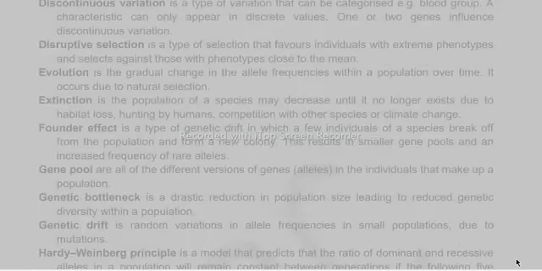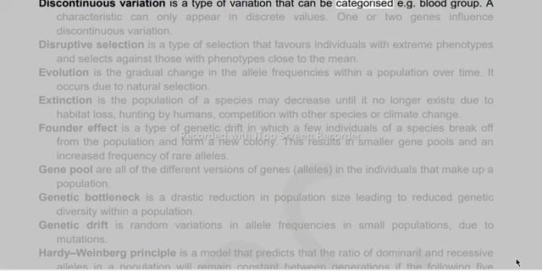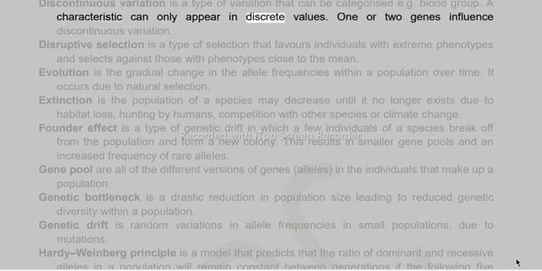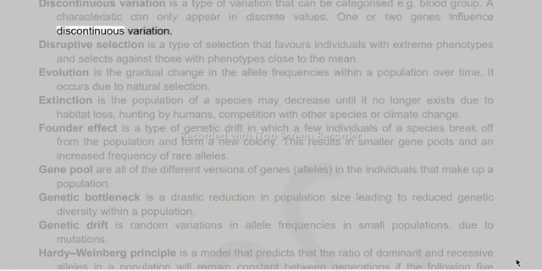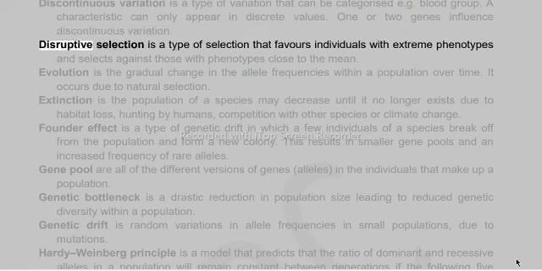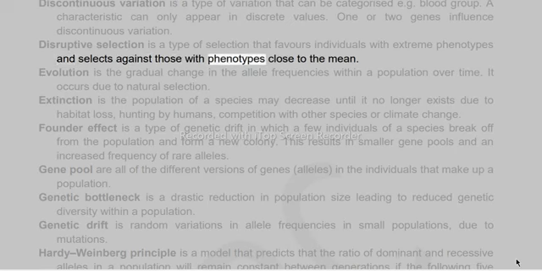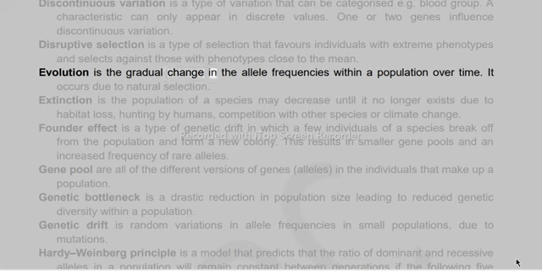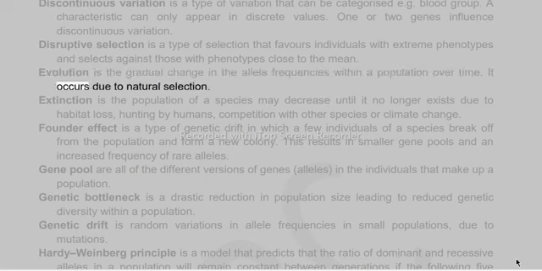Discontinuous variation is a type of variation that can be categorized, e.g. blood group. A characteristic can only appear in discrete values. One or two genes influence discontinuous variation. Disruptive selection is a type of selection that favors individuals with extreme phenotypes and selects against those with phenotypes close to the mean. Evolution is the gradual change in the allele frequencies within a population over time. It occurs due to natural selection.